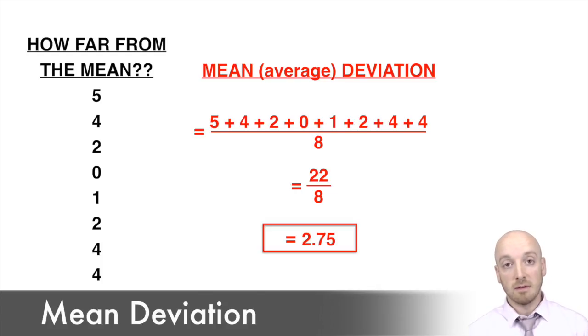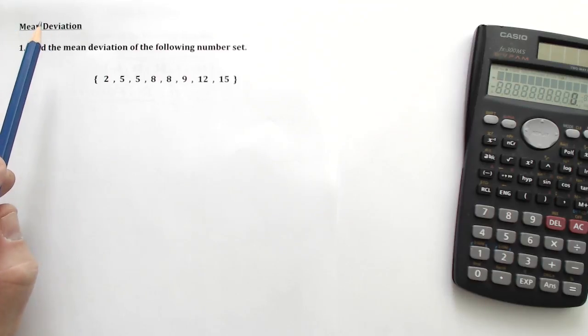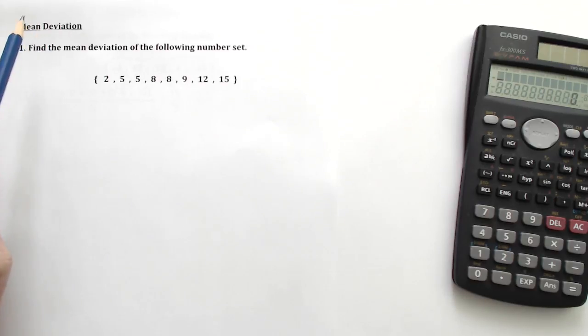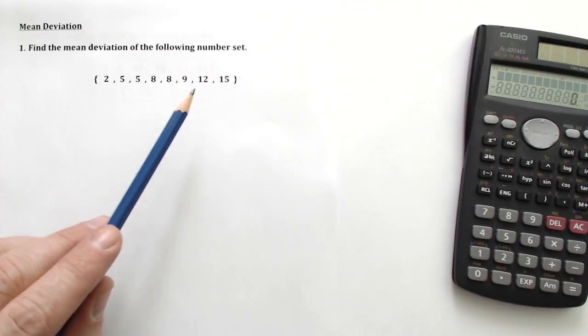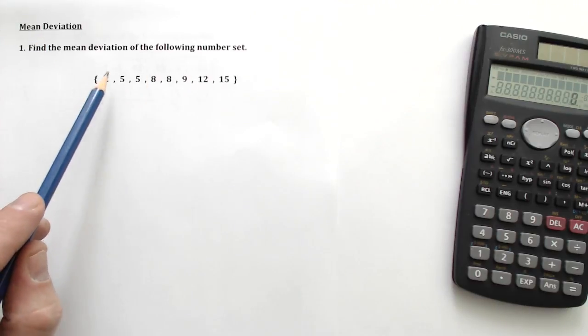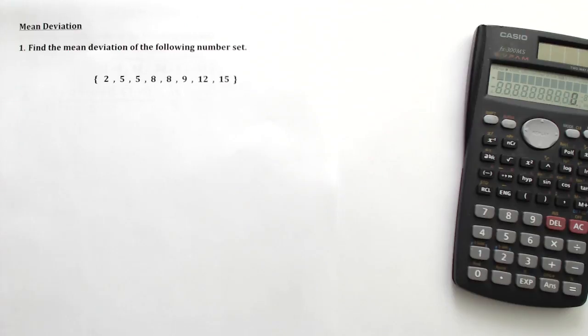Mean deviation. Hey guys, welcome to the instructional video on mean deviation. And mean deviation is a pretty fancy way of saying really we just want to know how far on average each value is away from the mean. In other words, the average of the distance of each of these from the mean. So it's pretty much procedural.